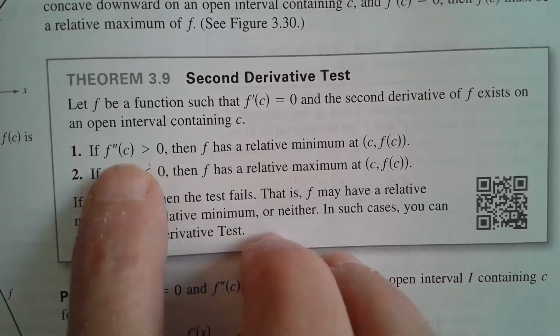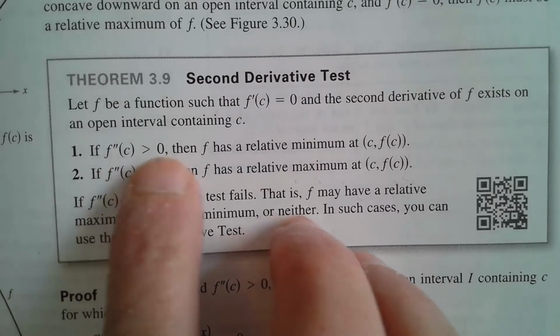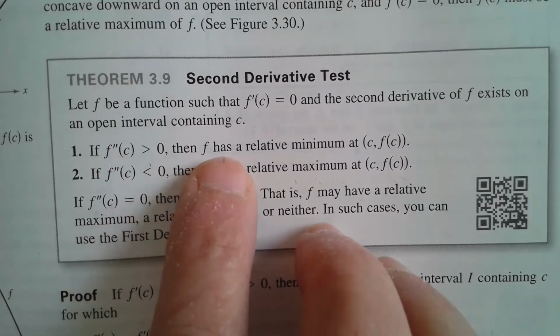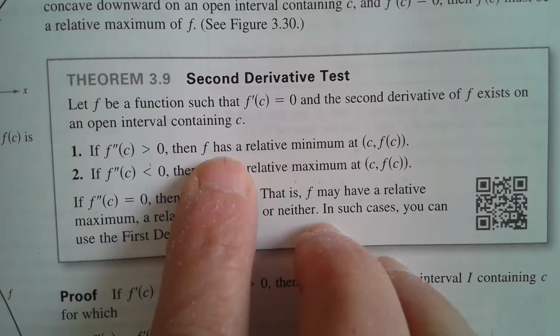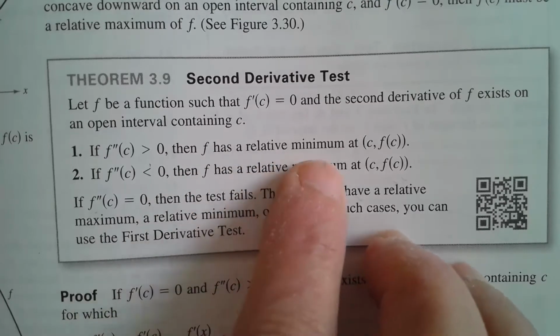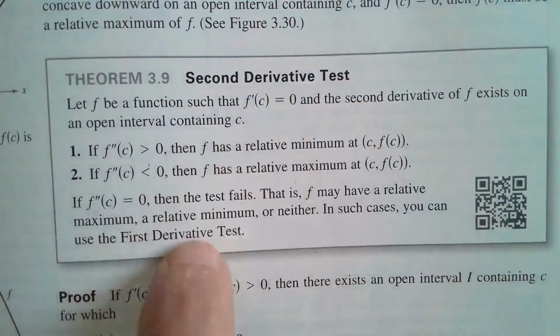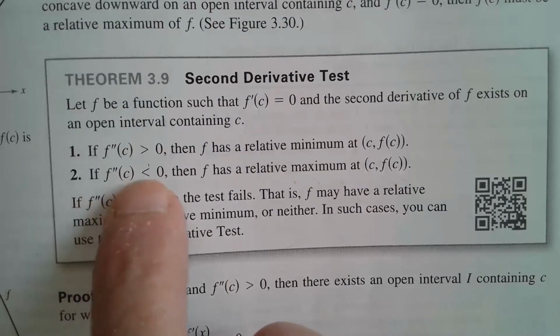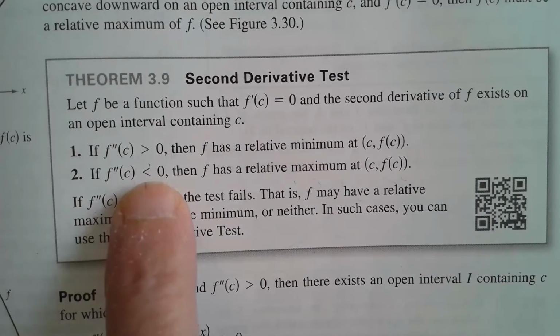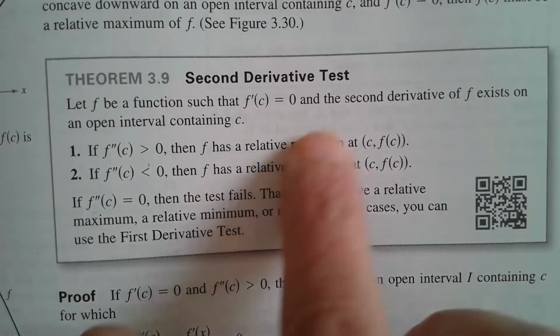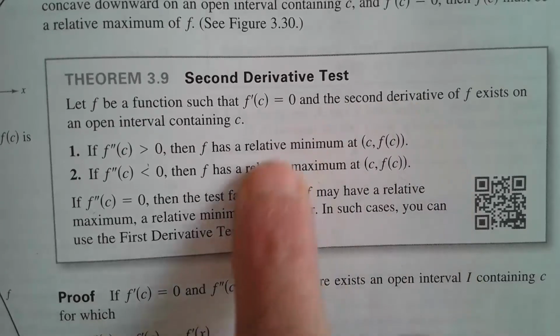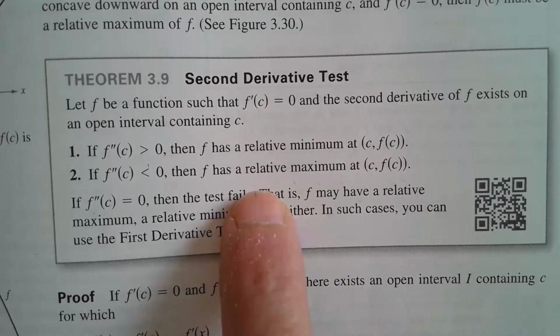So if it's greater than 0, then it's going to be concave up, and that would give you a relative minimum. It would be concave up, so you get a minimum. And so if the second derivative is negative, then it's concave down, and so you get a relative maximum.